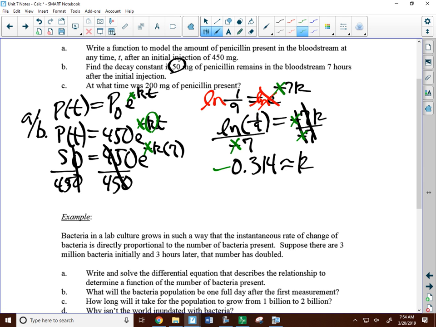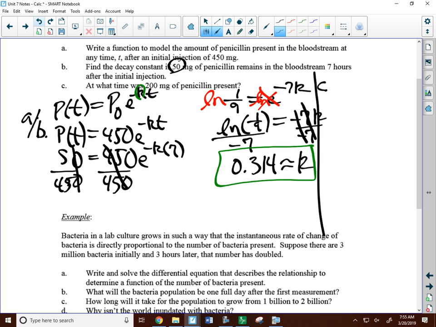Okay, so in any case, let me get rid of those greens up there. So find the decay, but we found it. That's it. If you want to write it as negative just for the question, that's fine. But when we put it in up here, that number will be negative. Okay, and finally, for this one, at what time was 200 milligrams present?